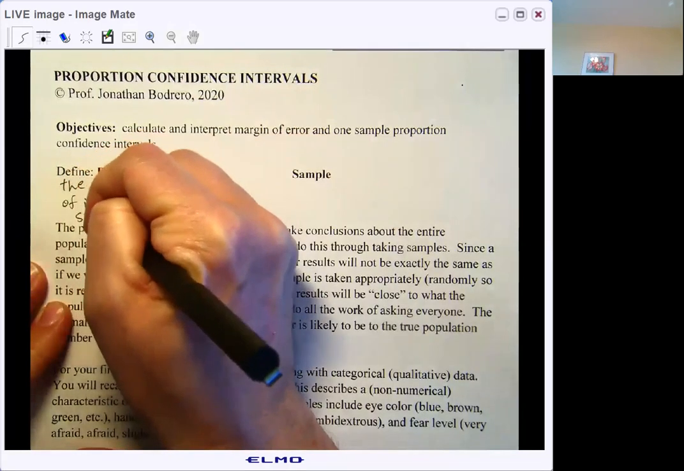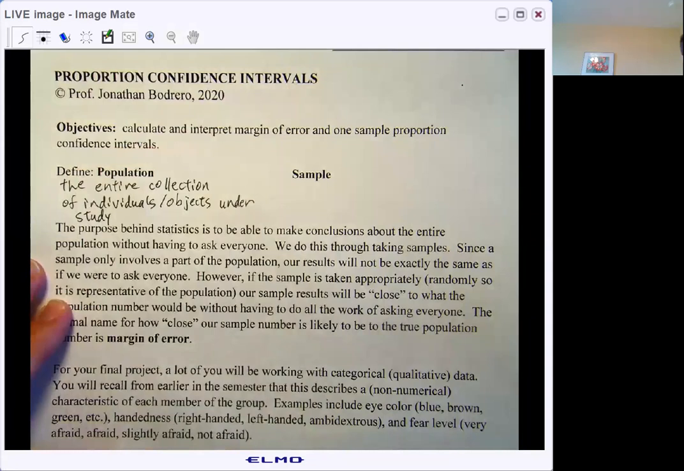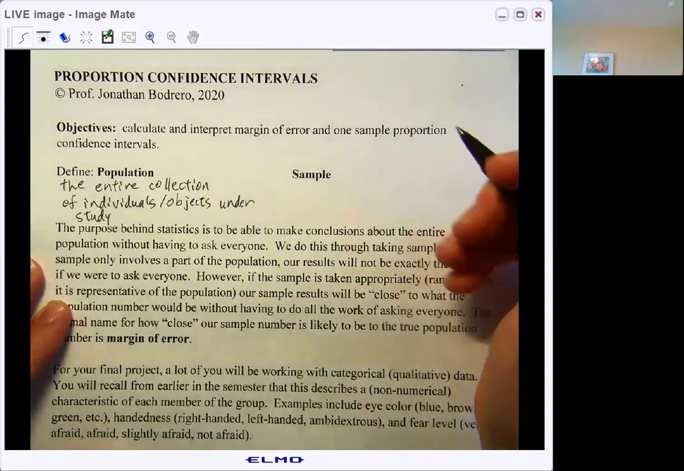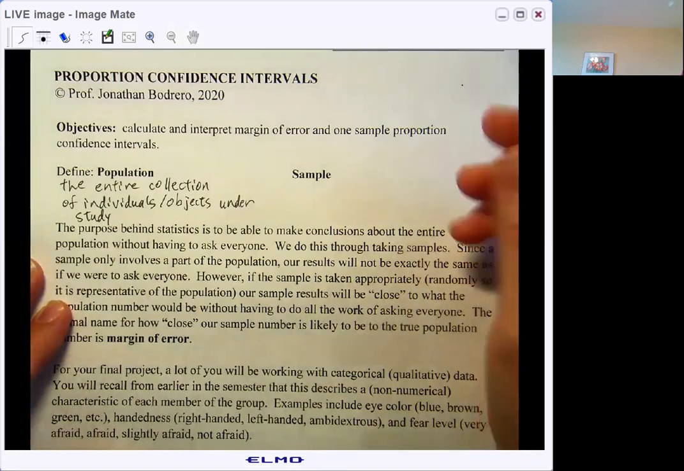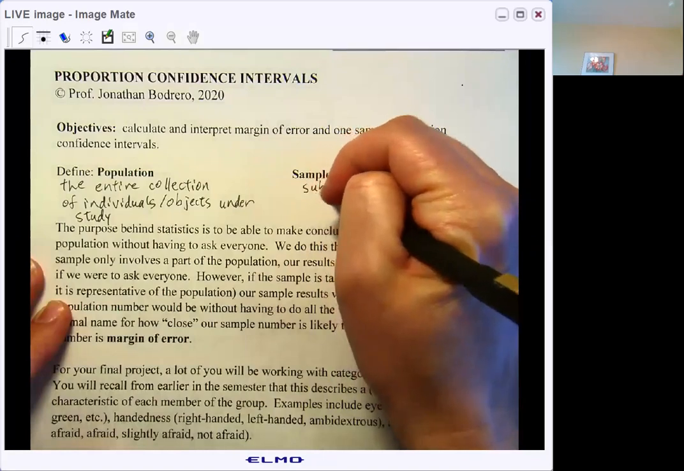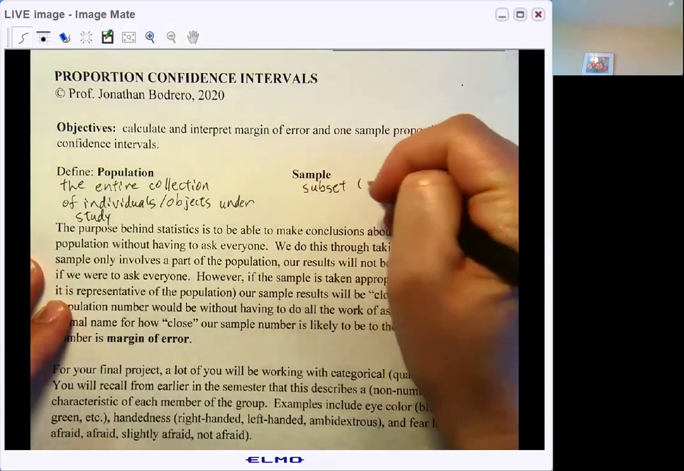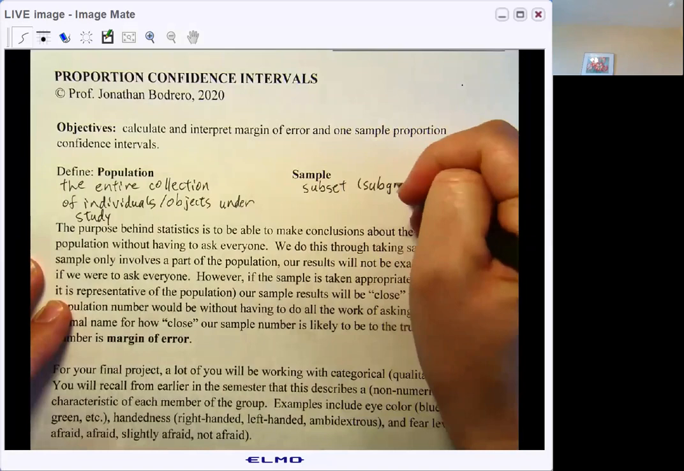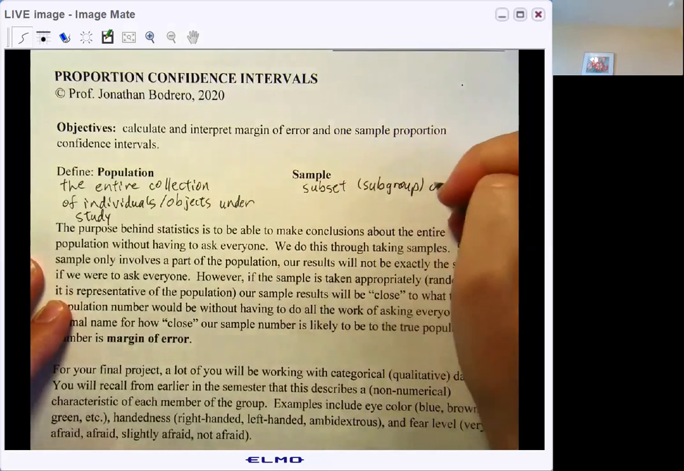And that might be all Snow College students or all Utahns or all Americans. But you'll notice that these populations tend to be rather large. So we have a very hard time getting a hold of everybody and measuring the desired characteristic on each one of them. That's where statistics come in. And so to do that, we need to take a sample. A sample is a subset or subgroup, sometimes people like to say, of the entire population.